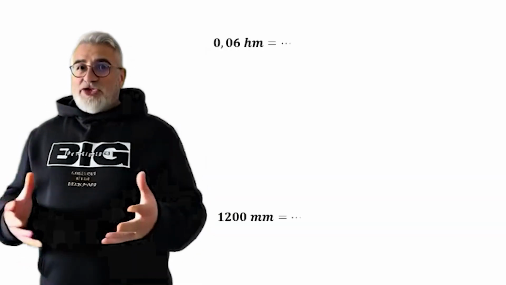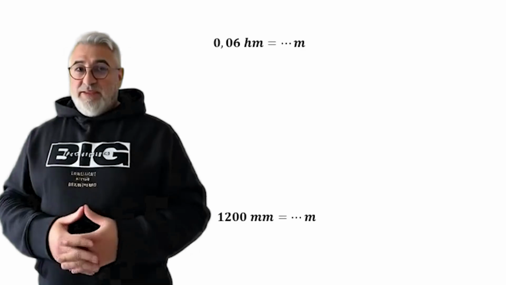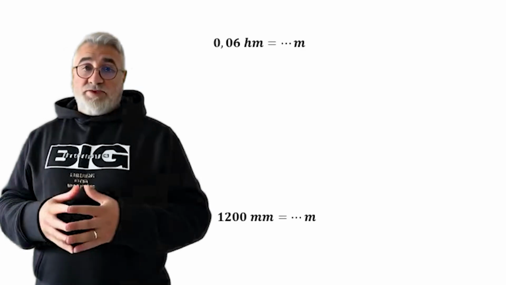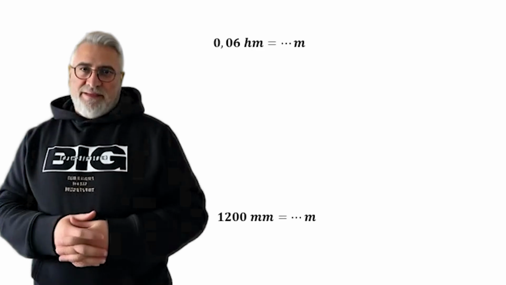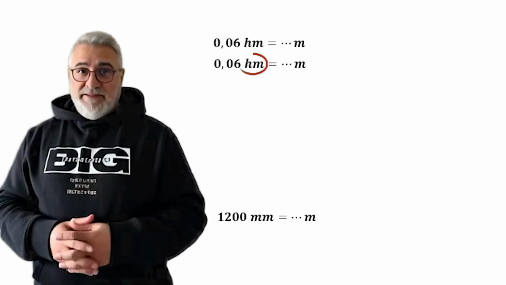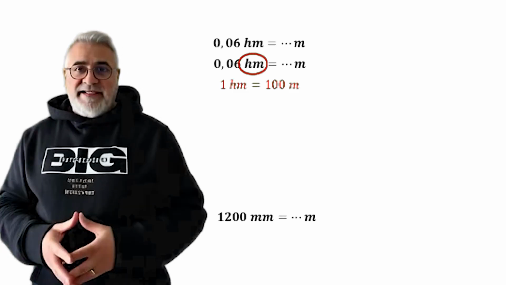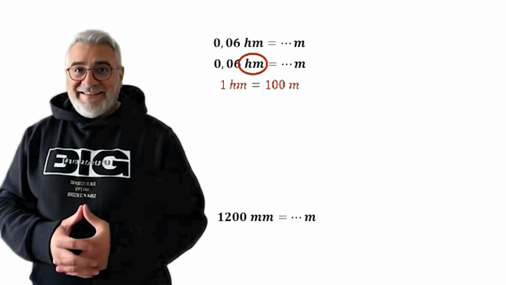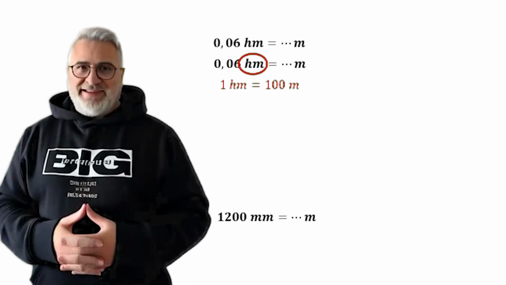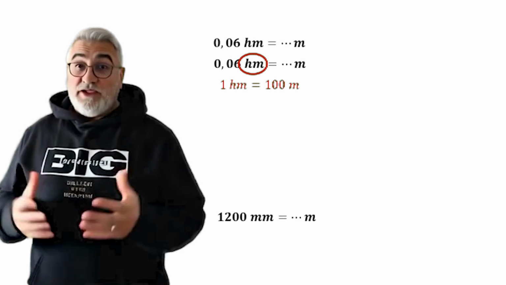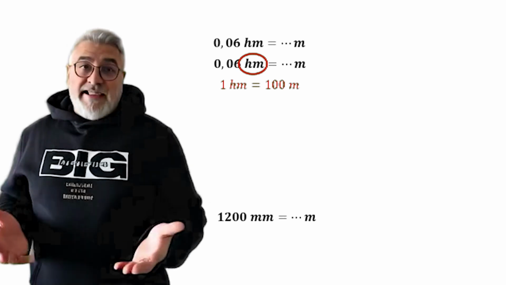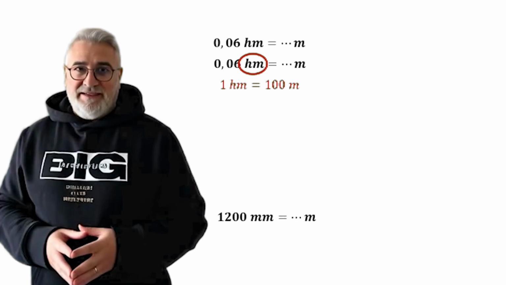Let us solve the first conversion shown on the screen. We start with the value 0.06 hectometers, and we want to express it in meters. First, we focus on the unit. The unit hectometer tells us that we are working with length. We also remember an important relation. 1 hectometer is equal to 100 meters. This relation is written clearly on the screen. 1 hectometer equals 100 meters.